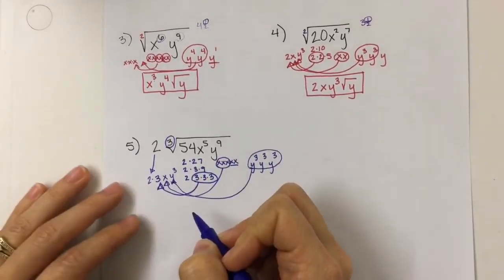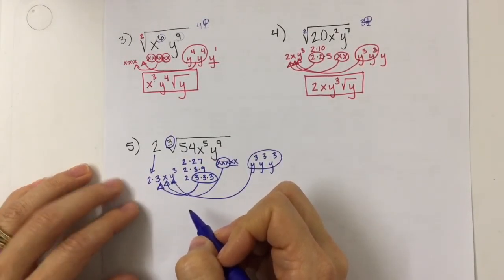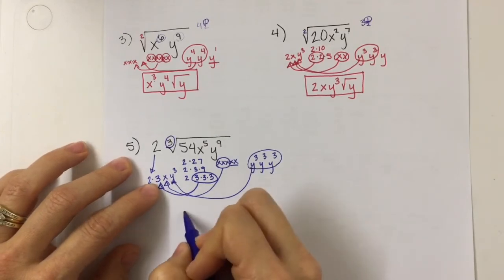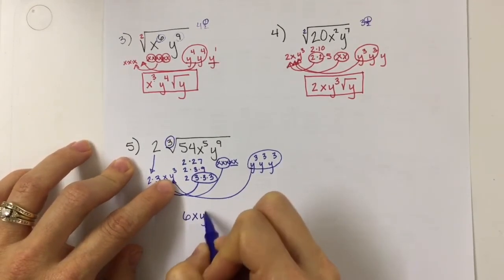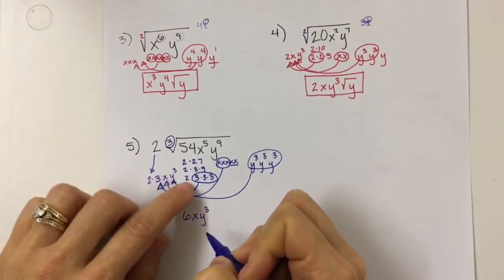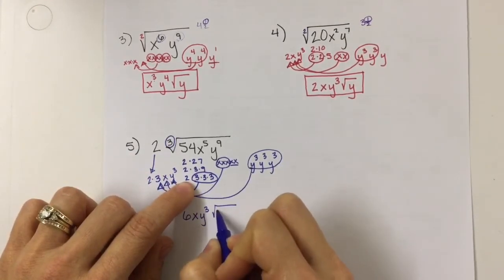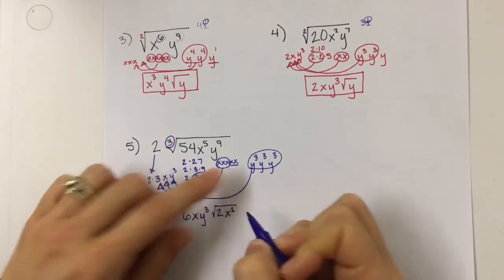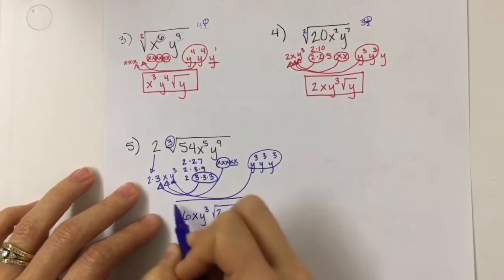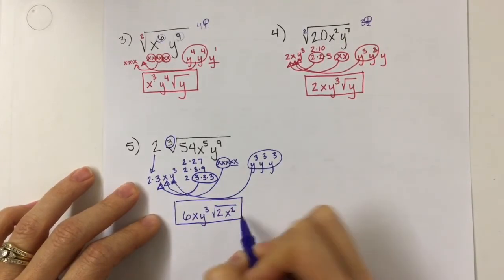So if we keep track of what we have left over in and what we have out, 2 times 3 is 6 outside, and an x and a y cubed. Left inside is this 2 inside of my radical, and these 2 x's, which I would write as x squared. That is what's left inside of my radical.